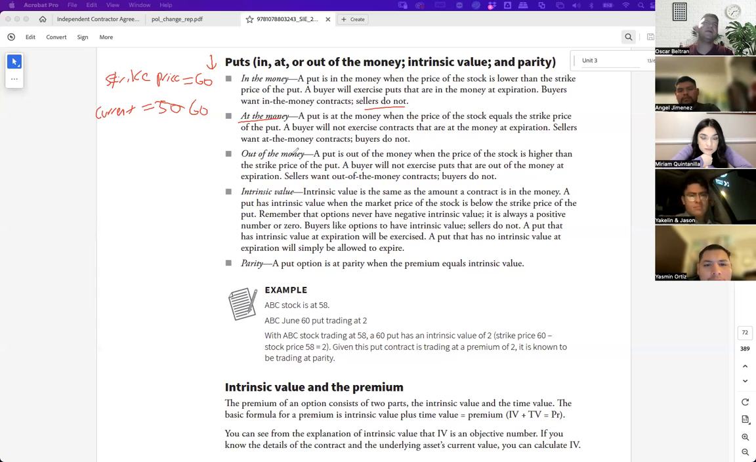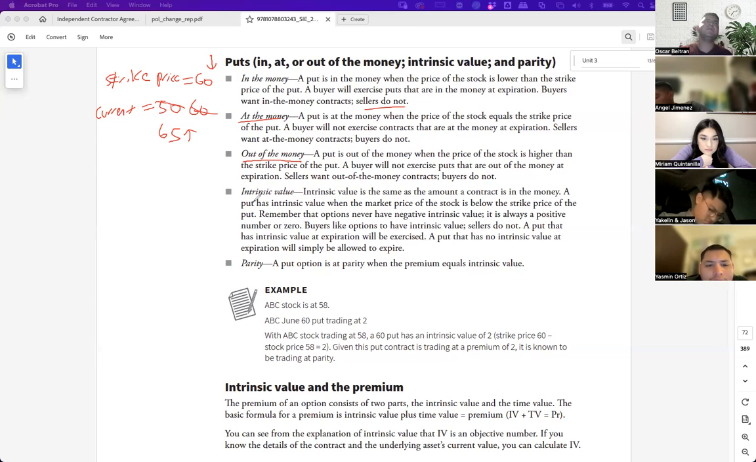All right, and then out of the money is pretty simple. Remember earlier for calls, it was out of the money if it was below, right? Now for puts, what do you think it is if it's out of the money? Higher than the strike price. Exactly. If let's say we have 65 right here, it's above the strike price. So right here, we're going to be out of the money. When it's out of the money, we're not going to exercise that contract. We're just going to let it expire and cut our losses. That's it.